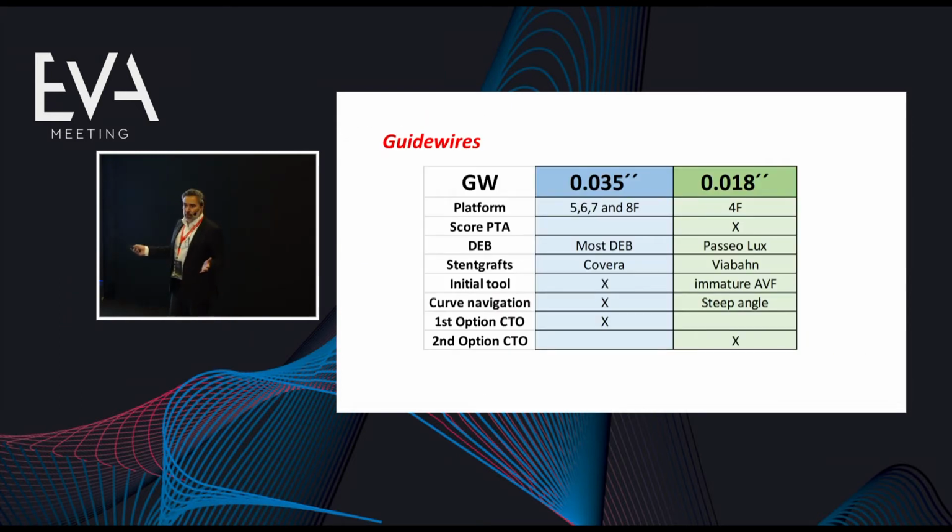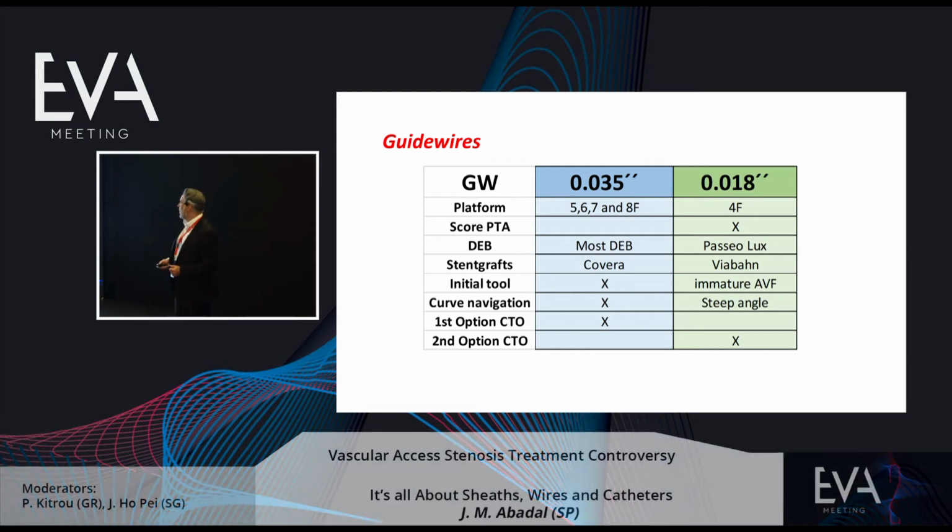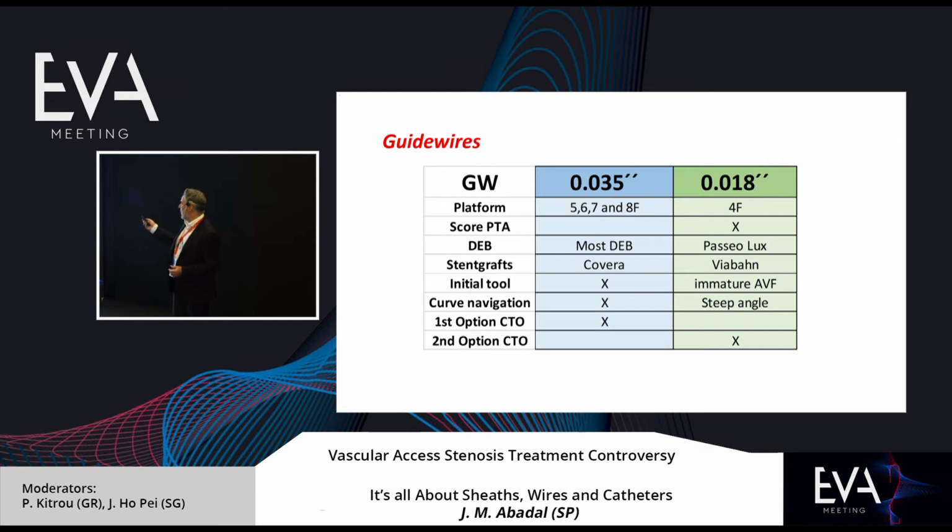Guide wires, we almost work with 0.35 guide wires, but in some cases we might use 0.18 guide wires, mainly if we are working with 4F platforms. If we are working with score balloons, we also use it. Some drug-eluting balloons, like from Biotronik, might go through these wires. Viabahns go through 0.18. It would be the best initial tool if we are dealing with immature AVFs. And I would use it as a second option for steep-angled anastomosis. I would also use it as a second option for central venous CTO.